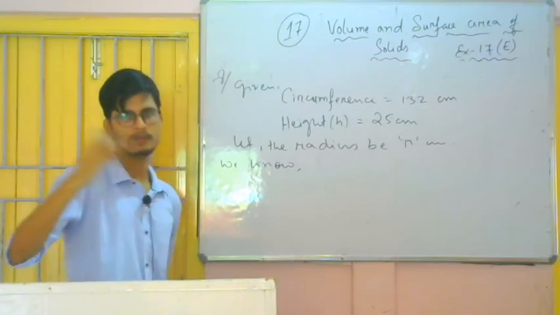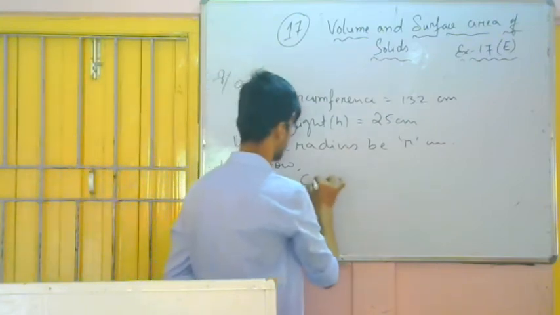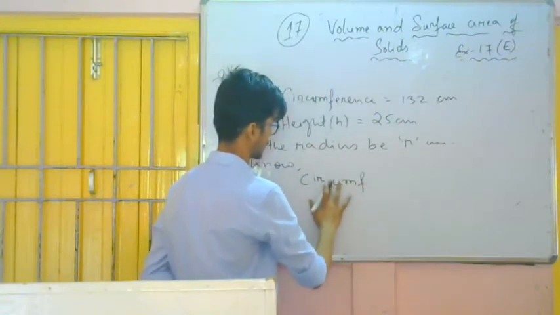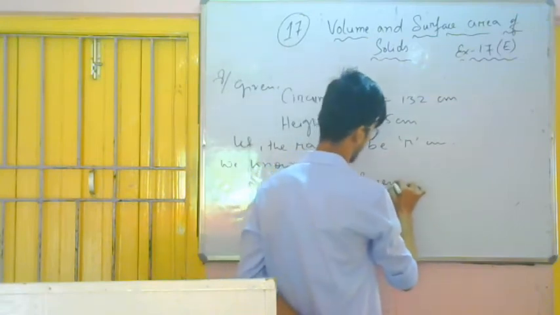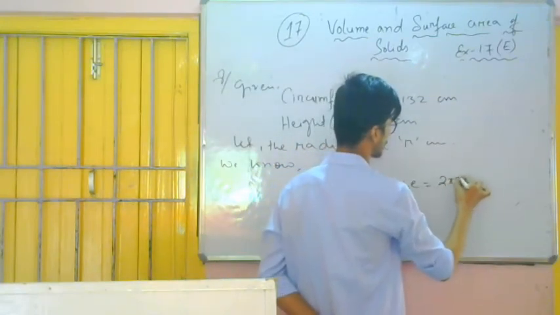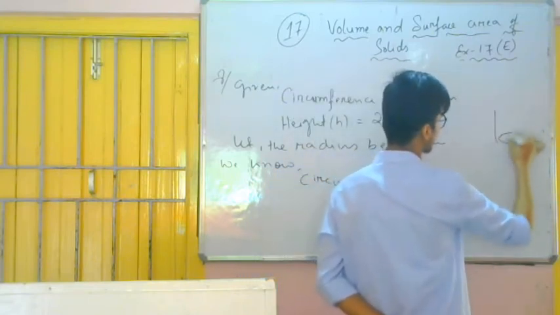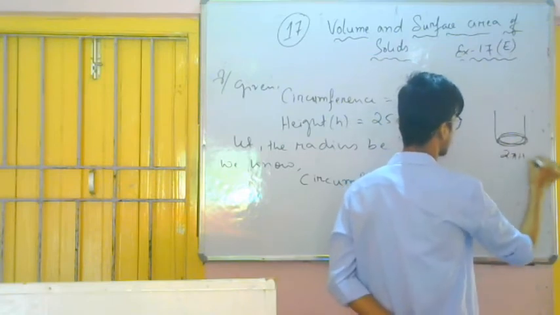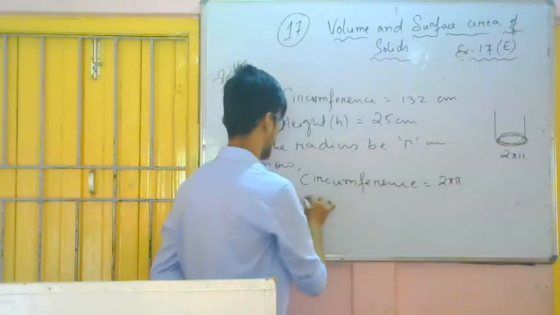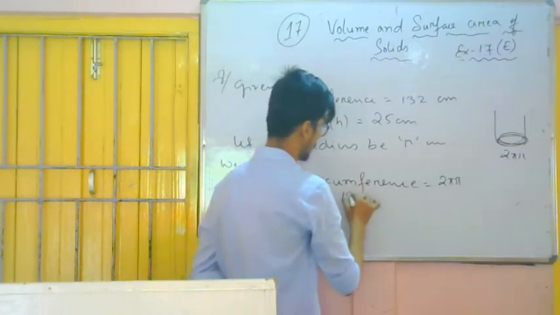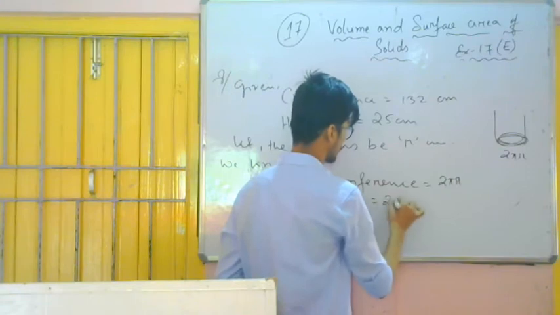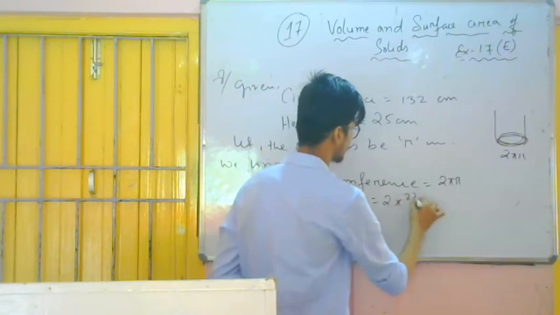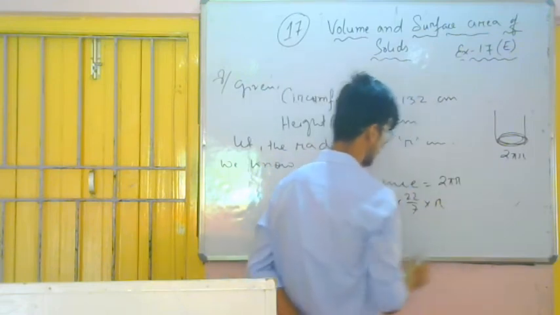We know the formula of circumference is 2 pi r. In case of a cylinder, the circumference of the base is the circumference of the circle, which is equal to 2 pi r. So the value of circumference given, 132, is equal to 2 pi r. Let me put the value. Pi is 22 by 7 and r we don't know, so we write r.